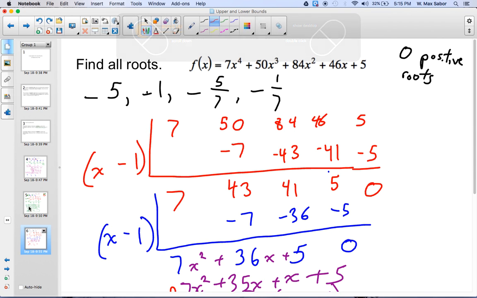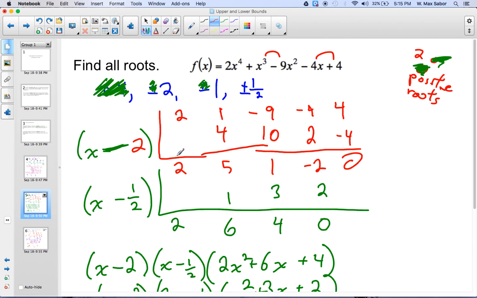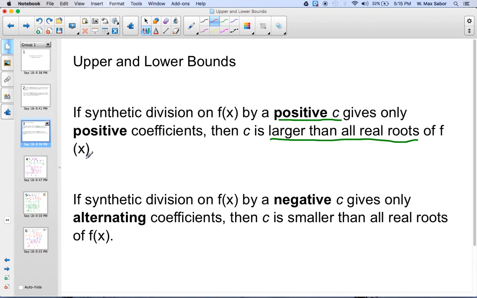Also, if you get to a problem like this one, where you see, okay, when we tried 1, we got all positive coefficients, it was too big. So that's where the upper and lower bounds come in.